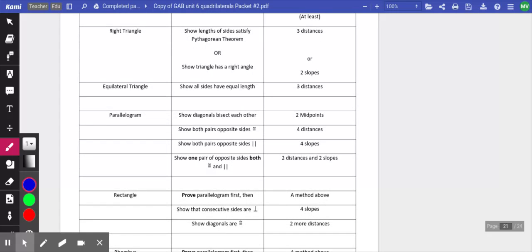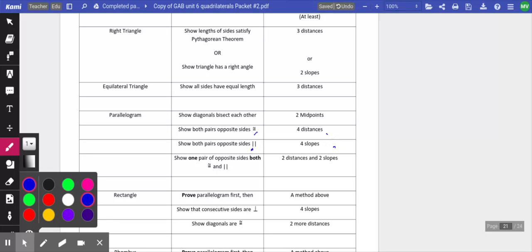So you'll see underneath the parallelogram, I can show that the diagonals bisect each other by doing two midpoints. I can show that both pairs of opposite sides are congruent by doing four distance formulas. I can show that both pairs of opposite sides are parallel by doing four slopes. Or I can show one pair of opposite sides are both congruent and parallel by doing two distances and two slopes. Now, obviously, if it doesn't tell me how to do it, I'm going to do the two midpoints because I think that's the easiest and the least amount of work. But again, any one of these four methods would definitely work in the circumstances.